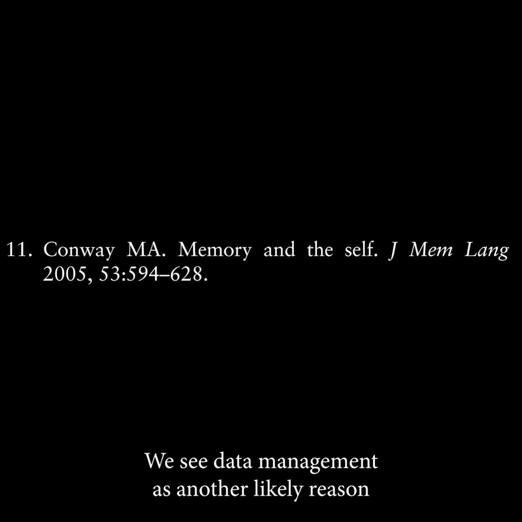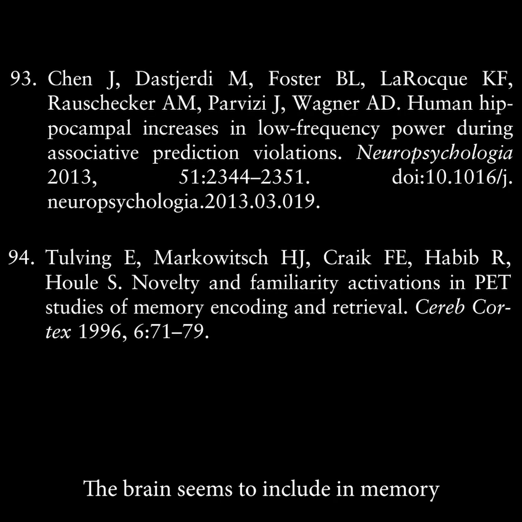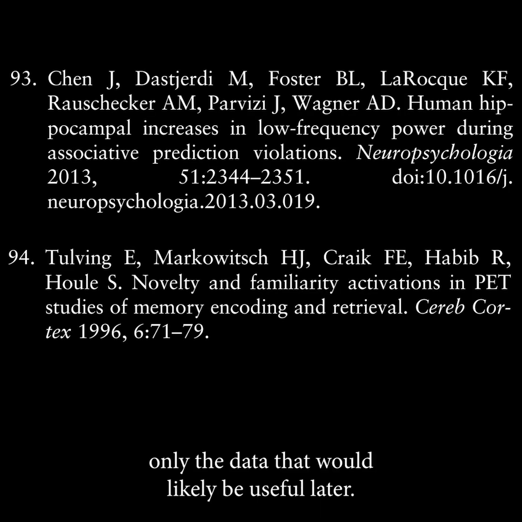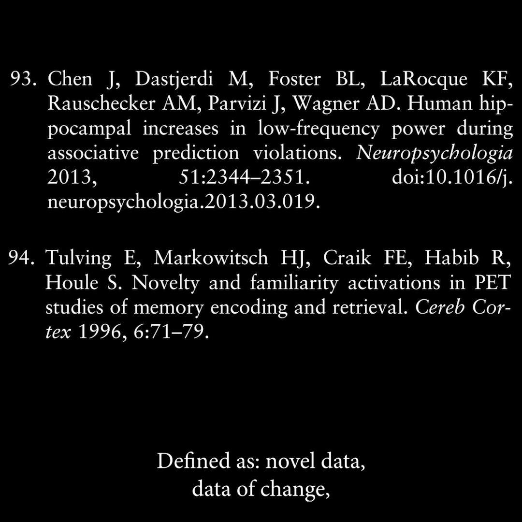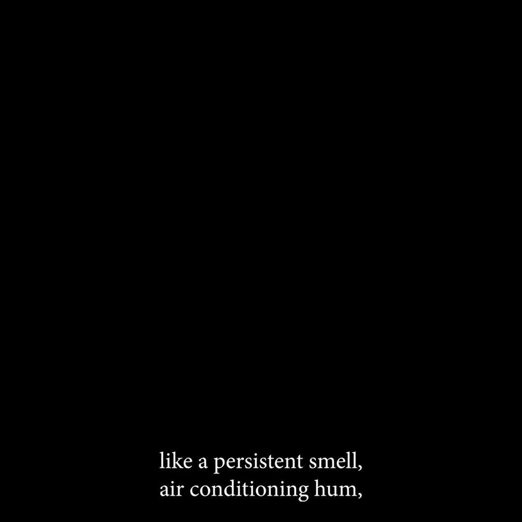Data management. We see data management as another likely reason for excluding brain processes from the formation of memory. The brain seems to include in memory only the data that would likely be useful later, defined as novel data, data of change, or data that differs from expectations by some threshold amount. If the stimulus is consistently there, like a persistent smell, air conditioning hum, the feel of one's clothes, or the view of one's own nose, then there is little reason to represent it for memory, and we only notice it if it changes. This would also mean discarding most data of the stereotypical brain processes that lead up to cognition, emotion, decision, and action. So that data is not included in the immediate memory simulation and cannot be recalled later.